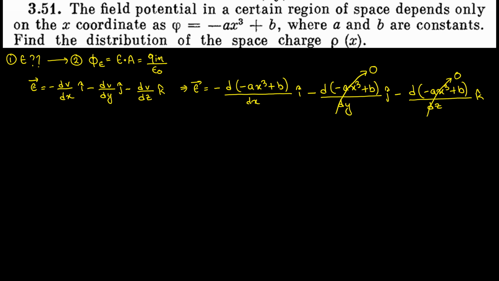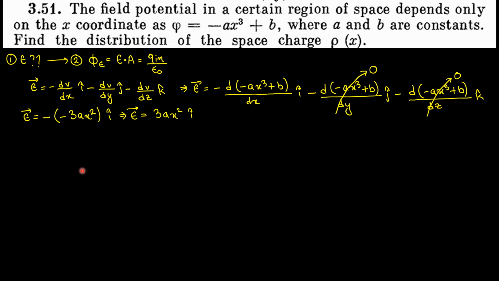Isn't it? So our electric field is in the x direction, which is equal to minus, I have to differentiate this term with respect to x. So when I do that, I'll get minus 3ax square i cap, or electric field is equal to 3ax square i cap. Now from this electric field, I get two hints. The first hint is the electric field is only in x direction. See, there exists no component of y or j.